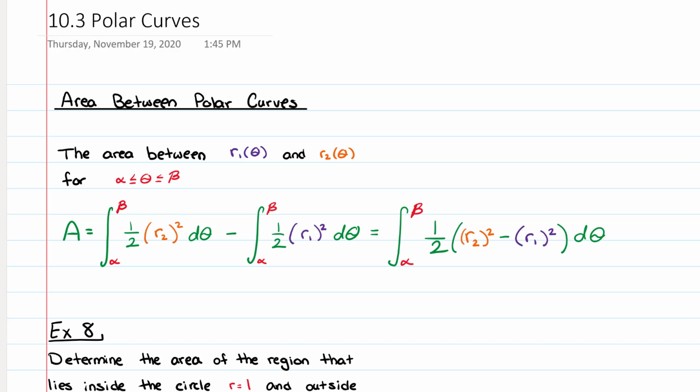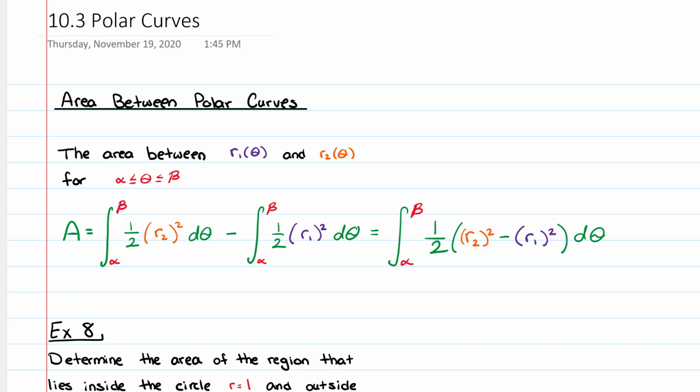10.3, Example 8. In this example, we're going to look at how to find the area between two different polar curves. The area between r sub 1 of theta and r sub 2 of theta, where those two functions are polar functions in terms of theta, between alpha and beta, is going to be the area of the outer function. So r sub 2 is the outer function, and r sub 1 is our inner function.